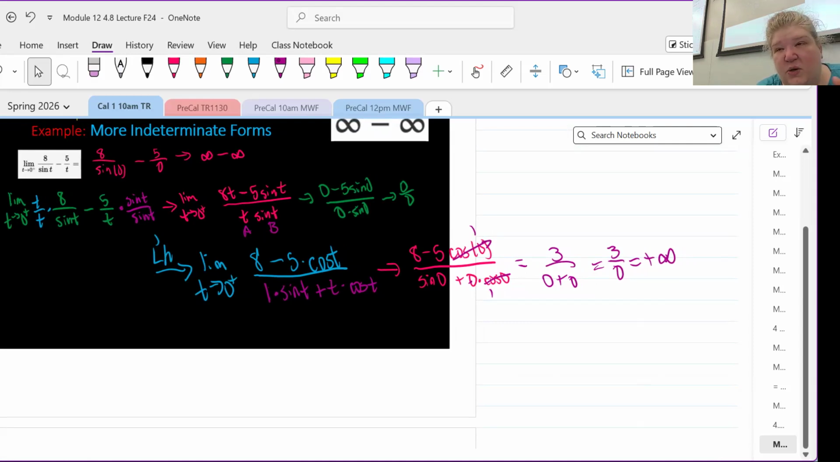But we only had to use it once because our sine functions turn into cosine functions. So the values flip from going to 0 to approaching 1. So usually when you have trig functions in the mix, you only have to apply L'Hopital's rule once. It's when you get e to the t that you sometimes end up having to use it multiple times.